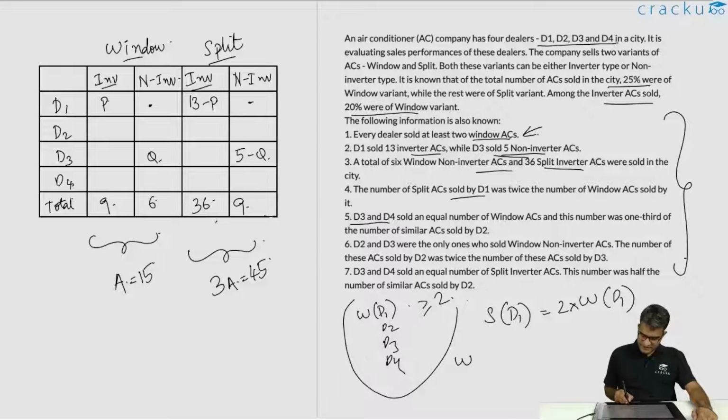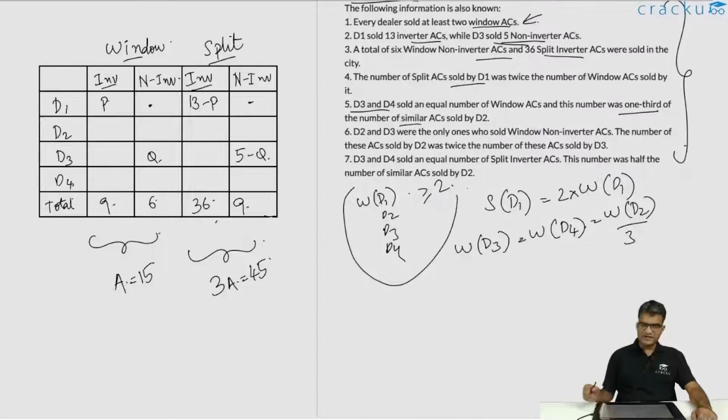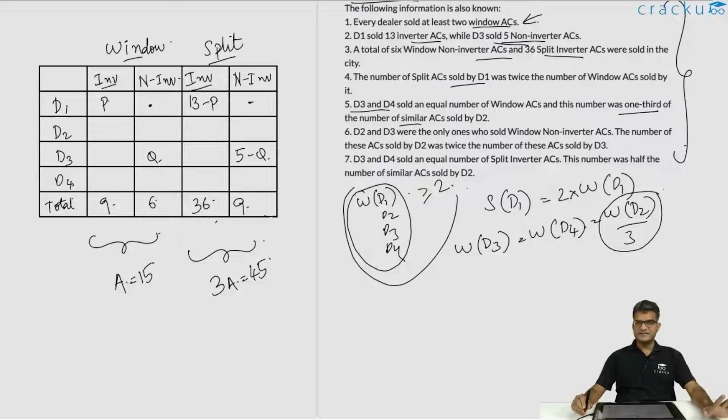So window AC of D3 is equal to window AC of D4, okay. And this number was 1/3 the number of similar ACs sold by D2. So this is equal to window AC of D2 divided by 3. What does this imply? It first implies that the number of window ACs sold by D2 has to be a multiple of 3. We know that each of them has sold at least 2 window ACs. So the window AC sold by D2 will have to be at least 6, because otherwise window ACs sold by D3 and D4 will be less than 6 by 3, that is 2.